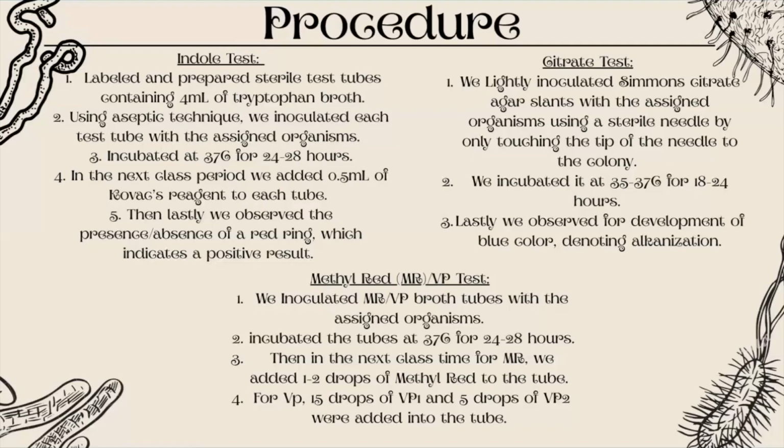And then in the next class time for the MR, which is the methyl red, we added 1 to 2 drops of methyl red to the test tube. And for VP, we used 15 drops of VP1 and then 5 drops of VP2.